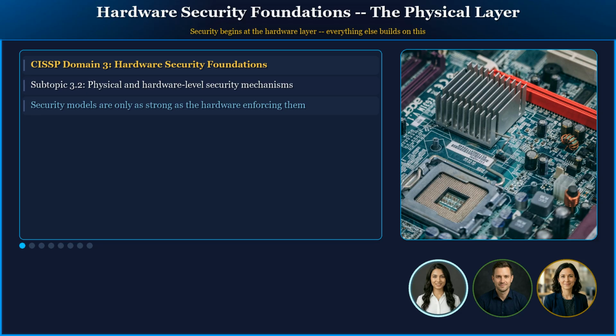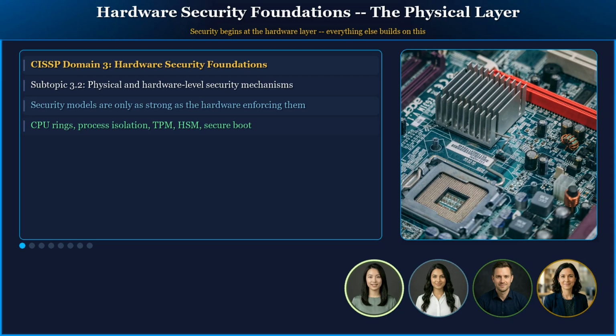And the Meltdown and Spectre disclosures of 2018 showed the entire industry that even the hardware assumptions we built everything on could be wrong. Those are the vulnerabilities that changed how we think about hardware-level security, and they are absolutely exam-testable. 8 concepts covering the physical security layer.